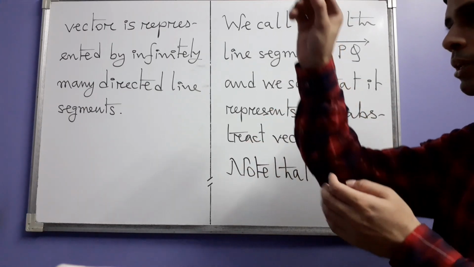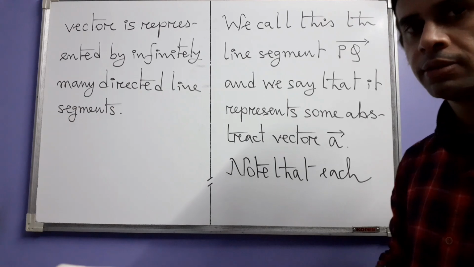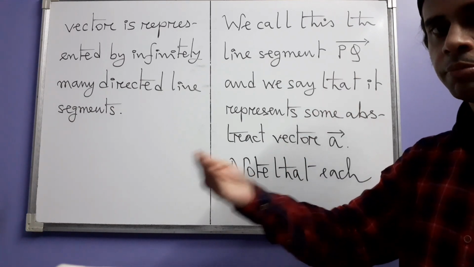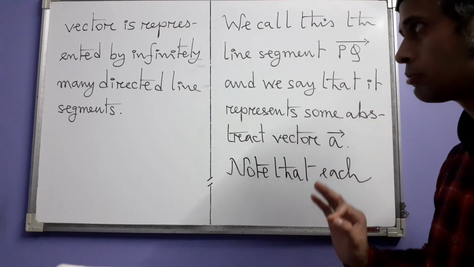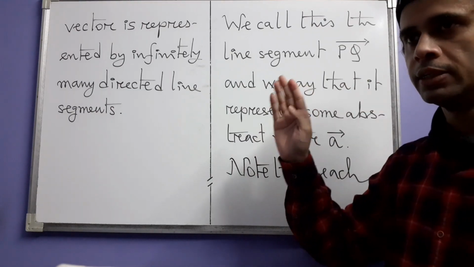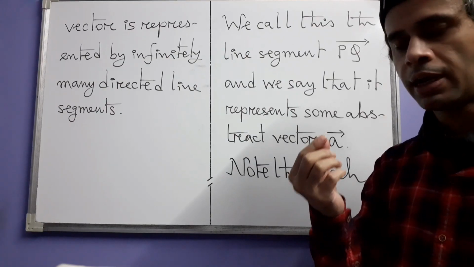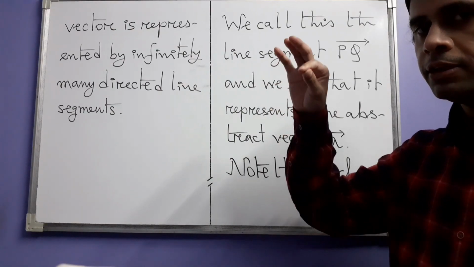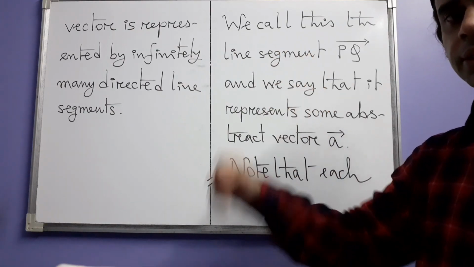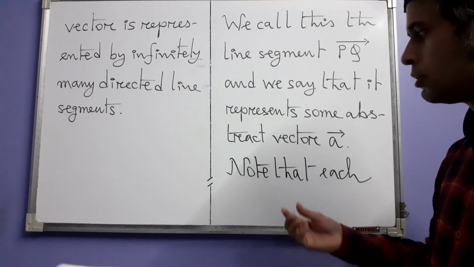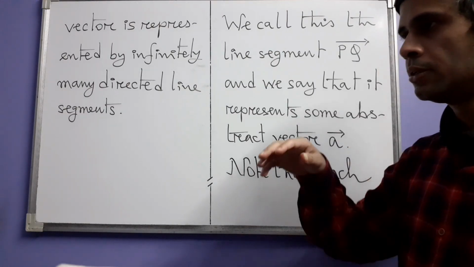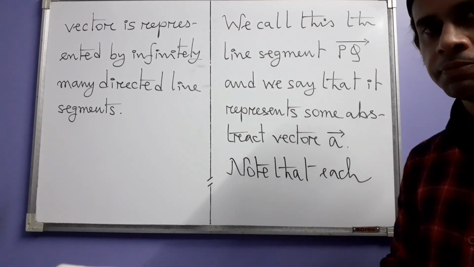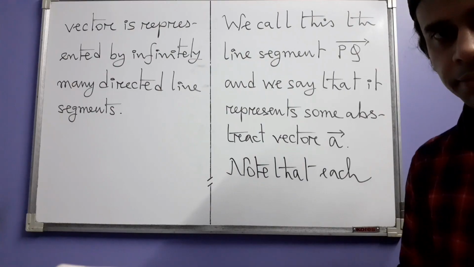So like that, there will be infinitely many different directed line segments, all of them having the same length and all of them pointing in the same direction. Any one of them will represent a given abstract vector. So given an abstract vector, there are infinitely many directed line segments in space. Any one of them can be picked and that will represent that vector. So corresponding to each abstract vector, there is a set of these directed line segments in space. Each such set is infinite.